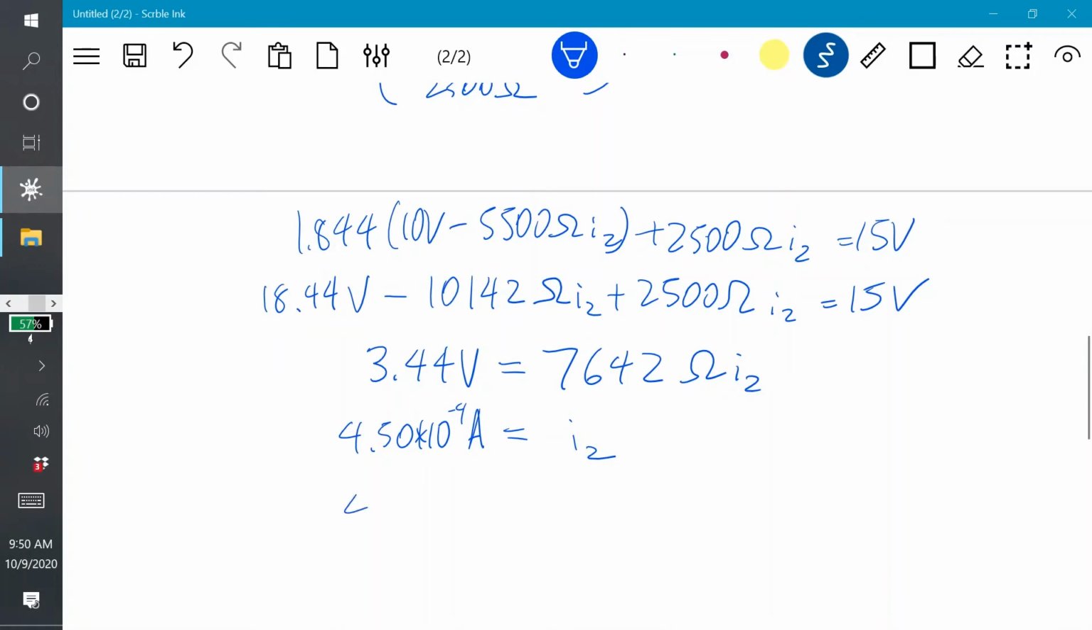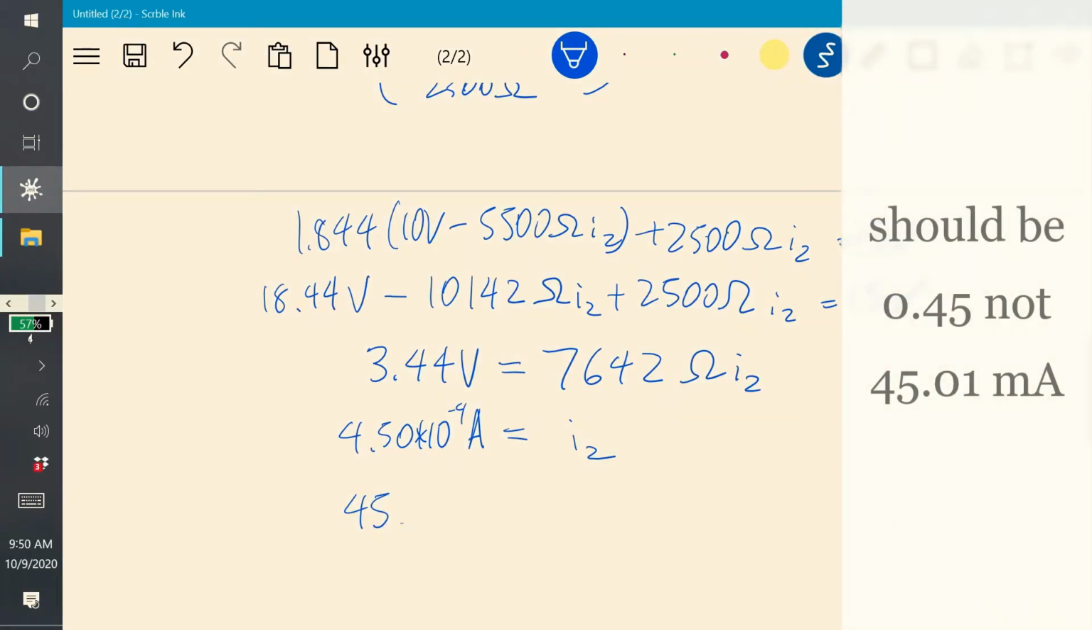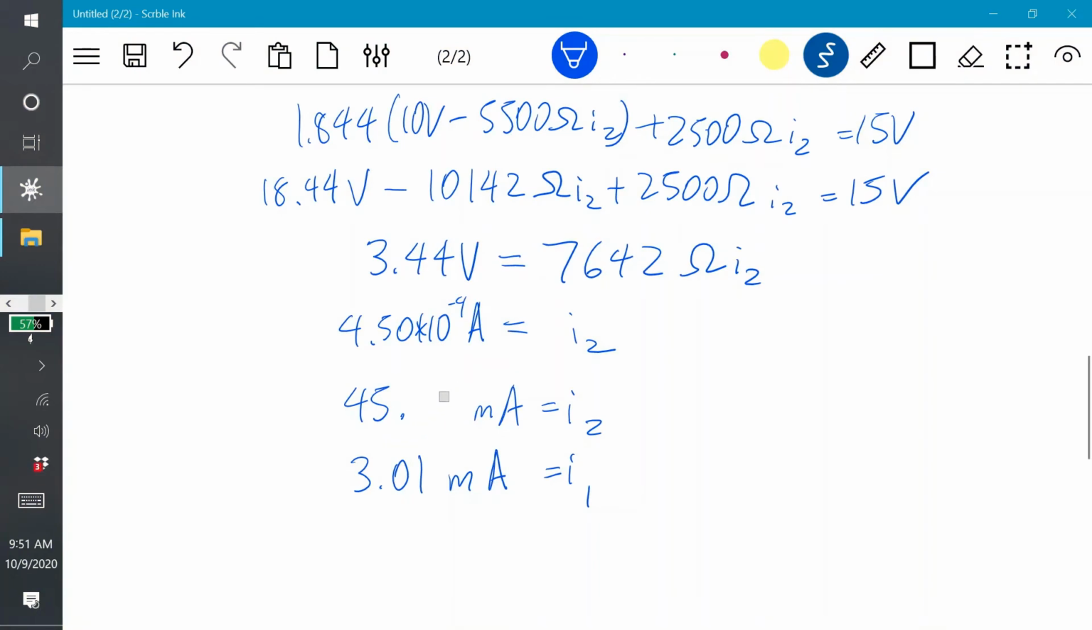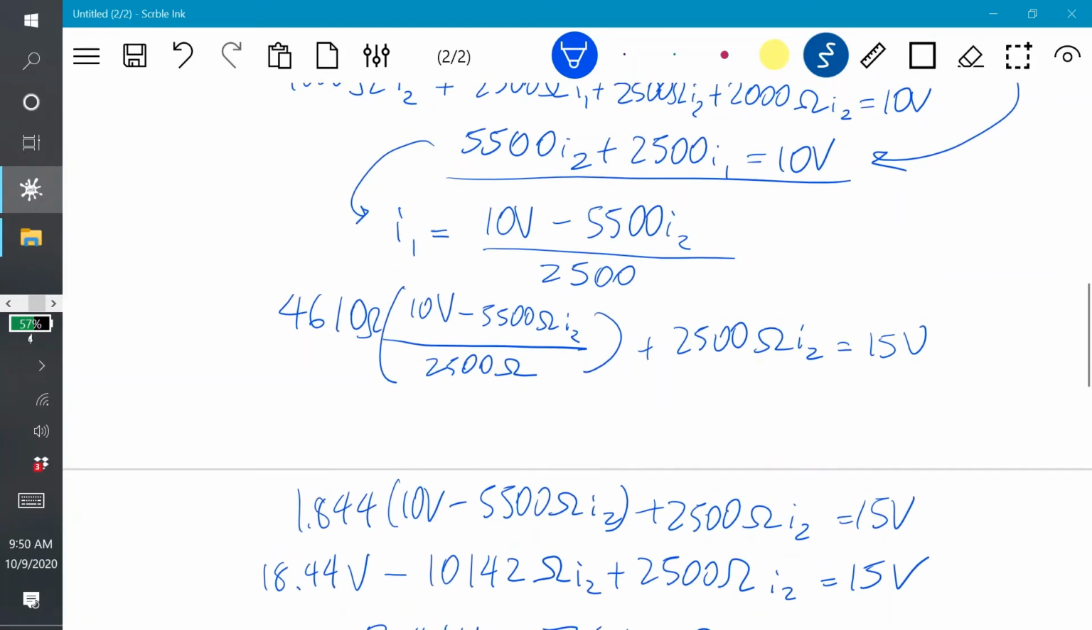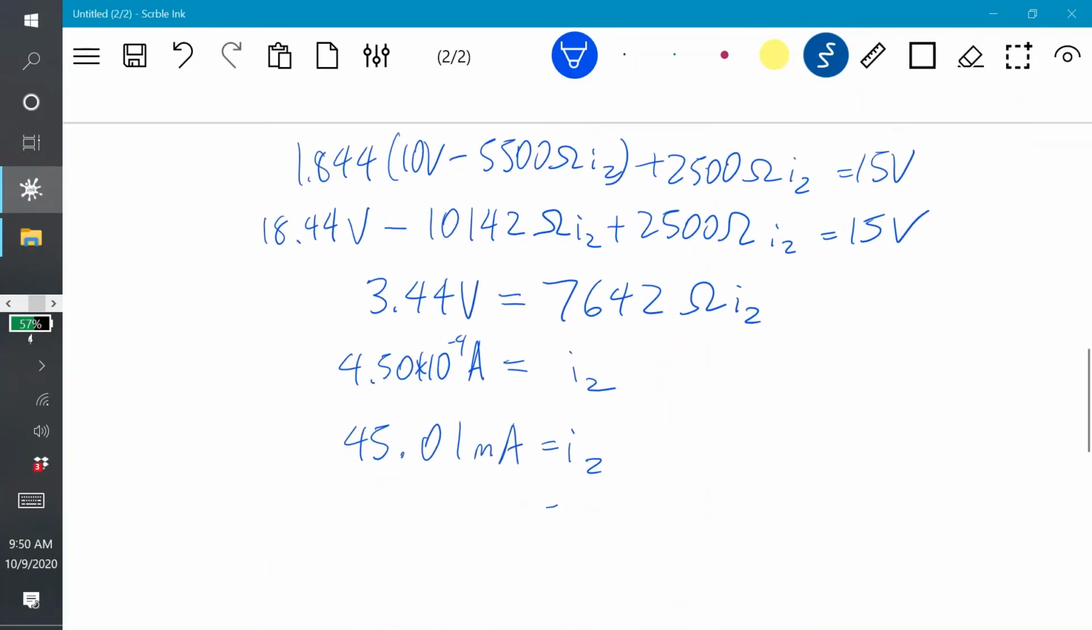Otherwise it is 45.01 milliamps equals I2. This should be, sorry, I always get my scientific notations mixed up. So this should be 0.450 milliamps. And we just need to substitute this back in here. So let me do that real quick. And for me, the calculation I got is I1 is equal to 3.01 milliamps.